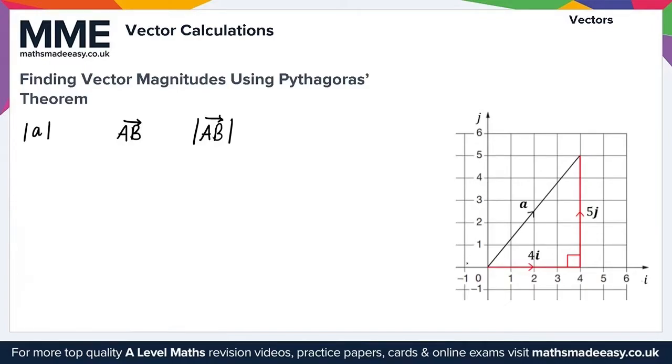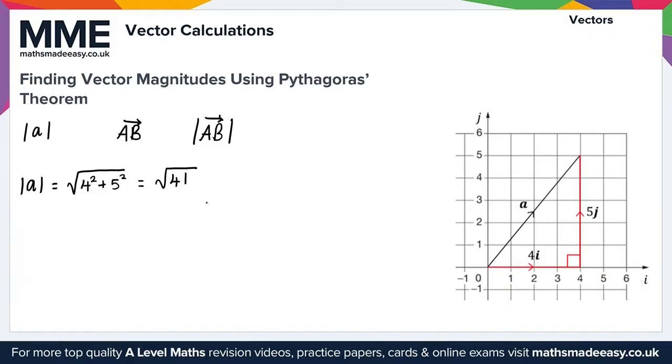So using this example here, if we want to find the magnitude of vector A, that's just a simple application of Pythagoras' theorem. So here, the magnitude of A is simply equal to the square root of 4 squared plus 5 squared. And if we evaluate this, that simply gives us the square root of 41.